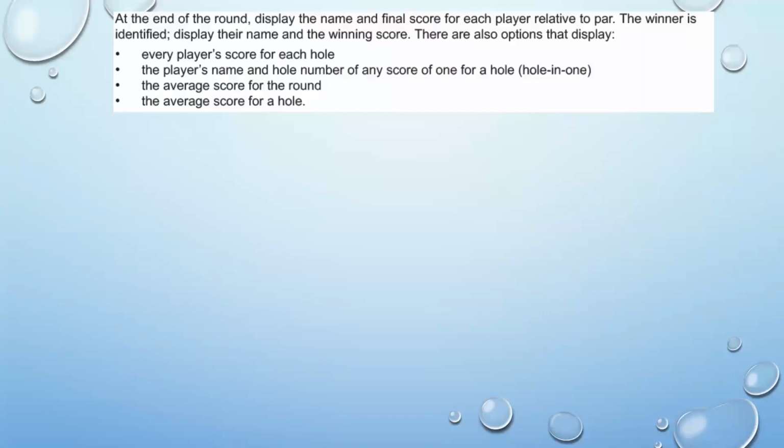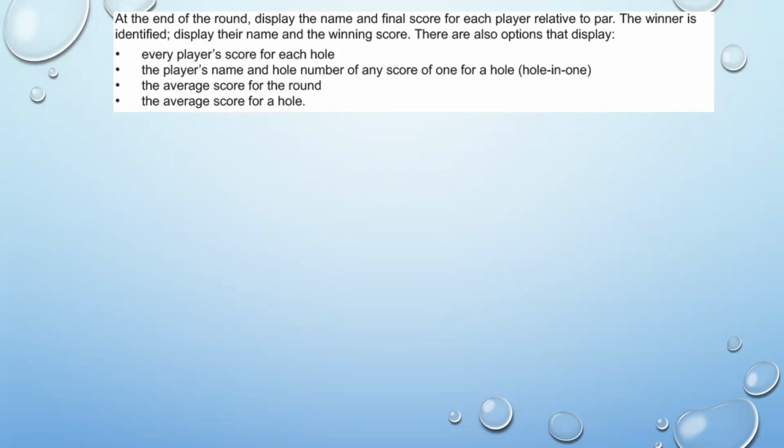To begin with, in the last video, task 3, part 1, we had seen the first part of task 3, where the name of the winner along with the winning score was getting displayed. Now, the second and last part of task 3 is the 4 options. I'll just read: there are also options that display each player's score for each hole, the player's name and the hole number of any score of 1 for a hole, the average score for the round, and the average score for a hole. So we'll try and complete these 4 options. I'll try and explain it in this video.